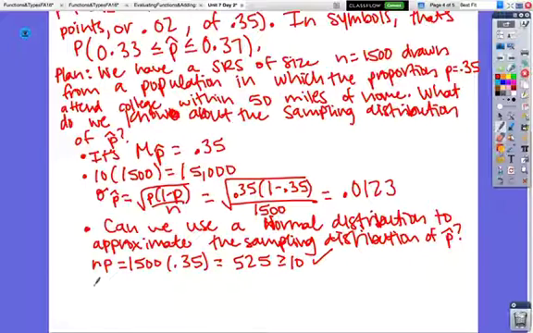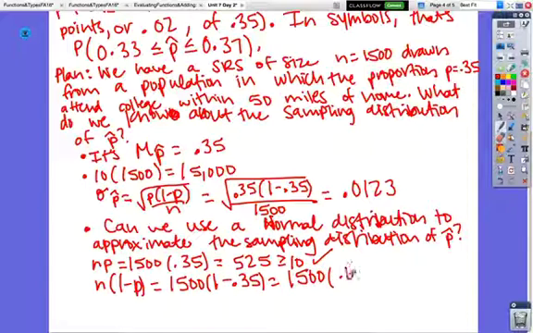All right, the next thing that we would need to do is check n times 1 minus p. And so when we do that, we would get 1,500 times 1 minus 0.35, which is really going to be 1,500 times 0.65. And whenever we do that, we get 975. And 975 must be greater than or equal to 10 in order for us to use the normal approximation. So because both of those worked out, the normal approximation will be quite accurate.